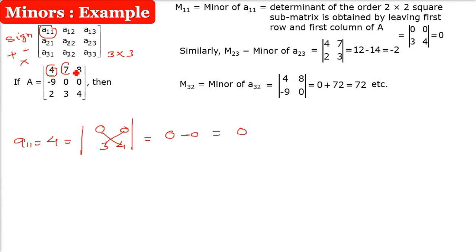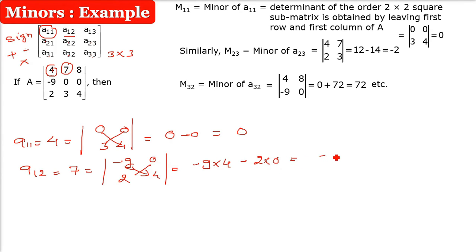Now let us take 7 here. That is the value of A12, so we are finding the minor of A12. The row and column intersection of 7 needs to be left. Only the other values need to be taken: negative 9, 2, 0 and 4. Since this is a determinant, just multiply these. Minus 9 into 4 minus 2 into 0. So 9 times 4 is 36, negative 36, and 2 into 0 will be 0. So it will be negative 36. We are going to use it.